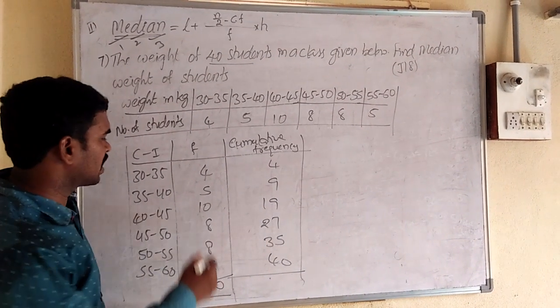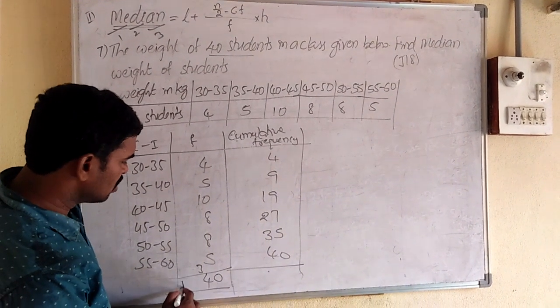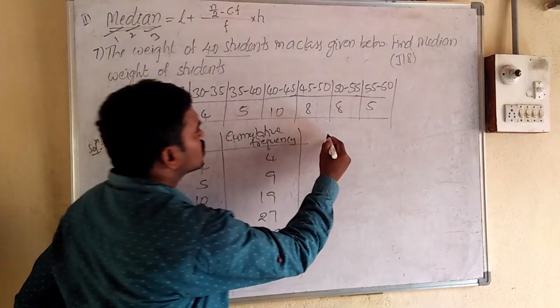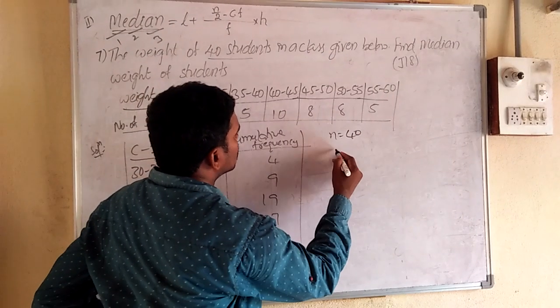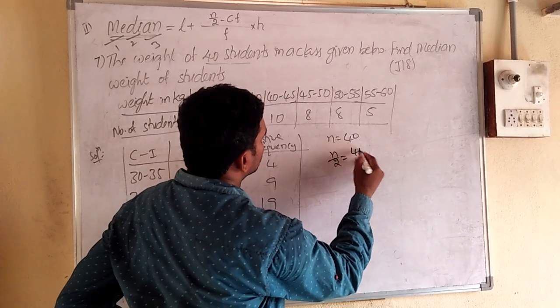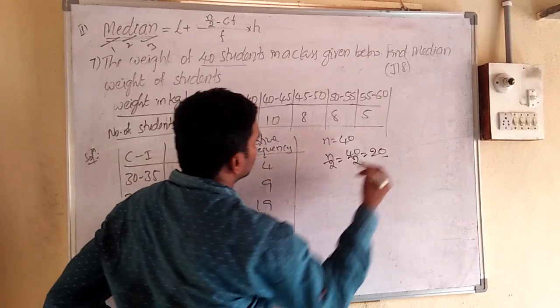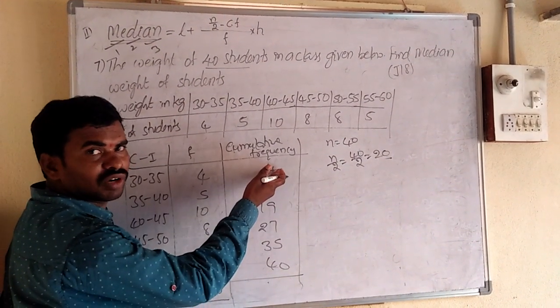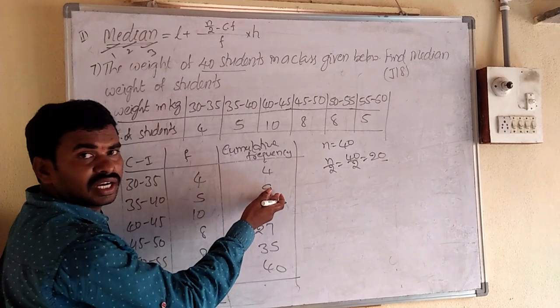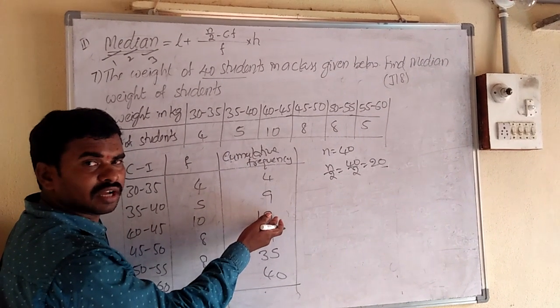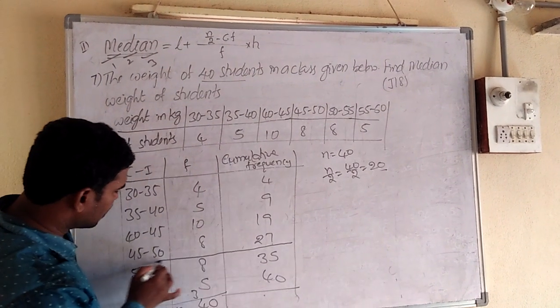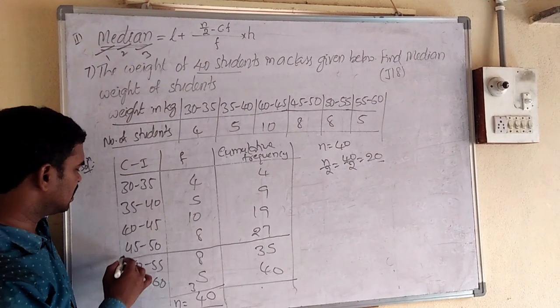Okay. Here, what is the n value? Here, summation fi is nothing but n, 40. So n equals 40. Therefore n by 2 equals how much? 40 by 2 equals 20. Okay, now where does it come in cumulative frequency? In 4, 20 does not come. In 9, it doesn't come. Below 19, does 20 come? No. Below 27, does 20 come? Yes. In 27, 20 comes.